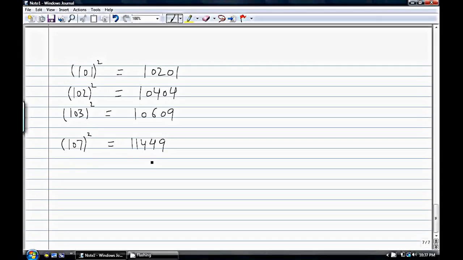So how do I come up with this formula? If you look carefully, (100 plus x) square is equal to 10,000 plus 200x plus x square.